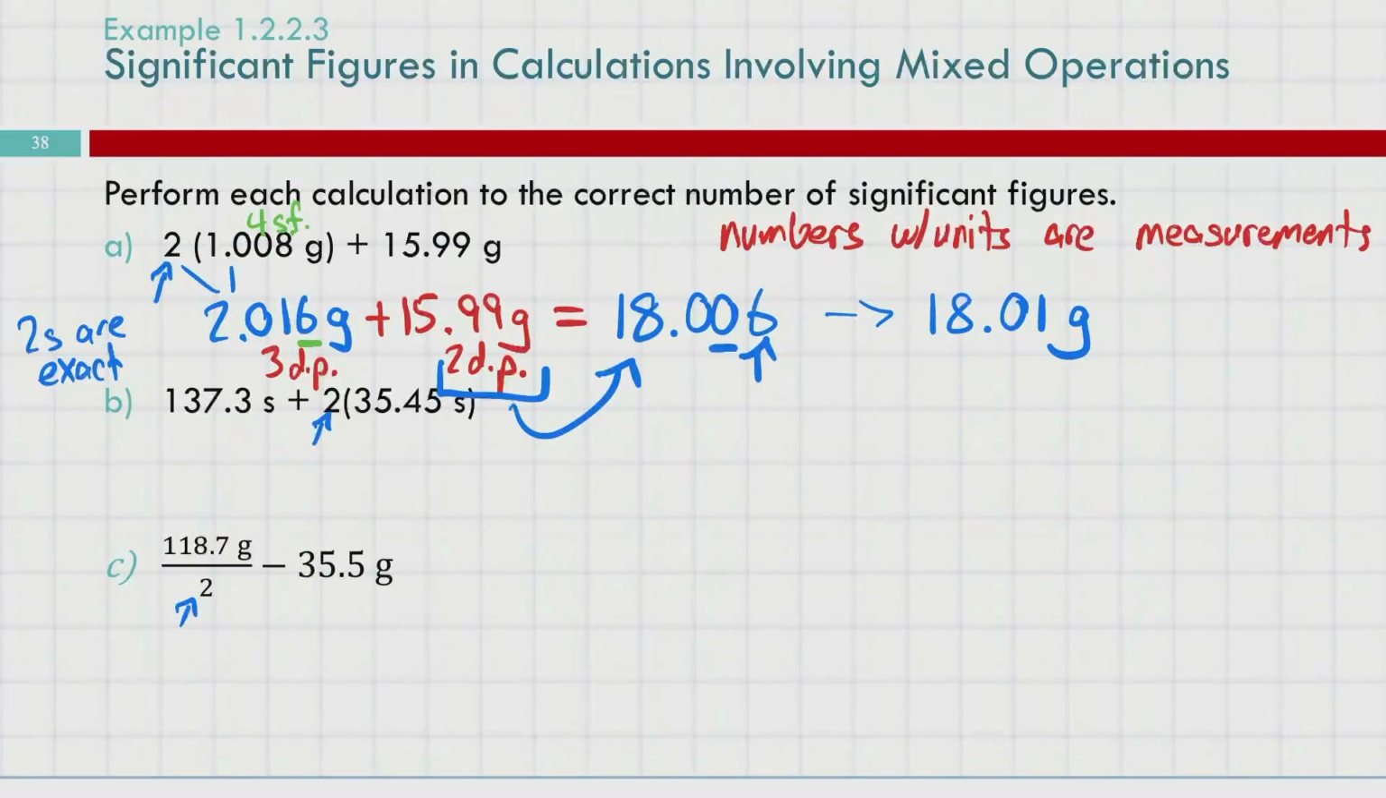Similar sort of problem. We have 2 times 35.45. We also have some addition. We're adding 137.3. What are we doing as our first step for problem B? Yeah, we're multiplying the 2 and the 35.45. Again, we said that 2's are exact in this case. So 35.45, we've got 4 significant figures. Our intermediate answer will also have 4 significant figures.